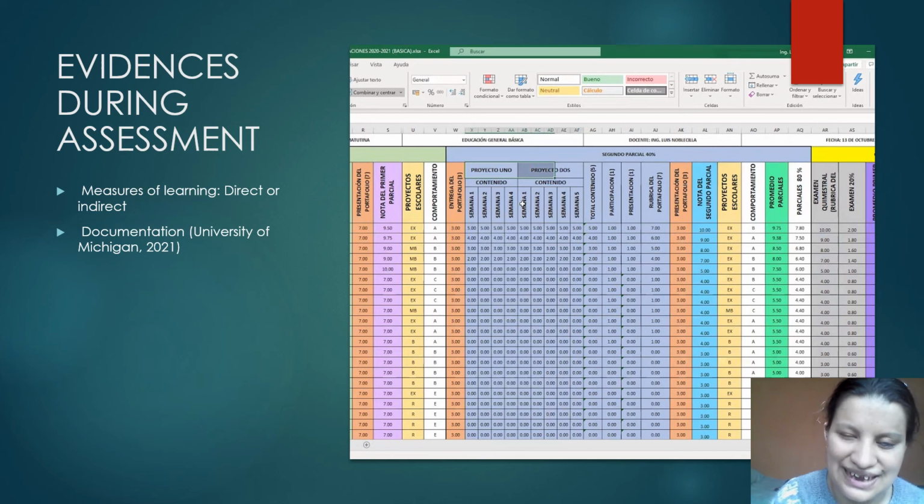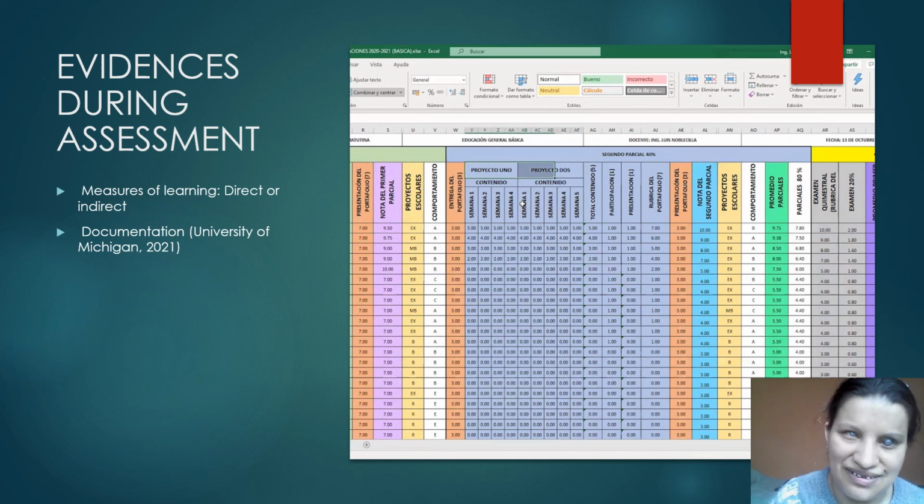Evidences during assessment. The information that teachers can obtain from the tests are measures of learning, direct and indirect. Direct is a quantitative measure that is in scores, and indirect is a qualitative measure that is the achievements that the students have got in the course.